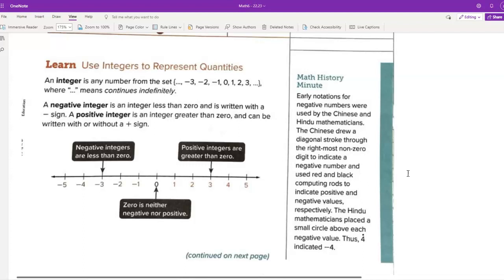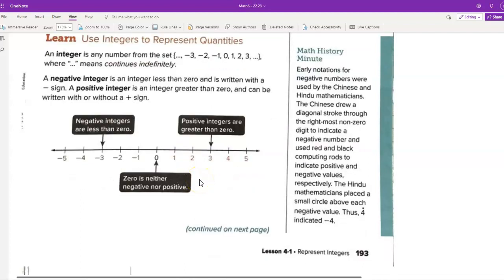Hopefully by this point you have watched the Math Antics video about negative numbers. So if you haven't, pause this video and go back and let's watch that one first. All right. But if you have, then we're going to go ahead and take a look at your book.